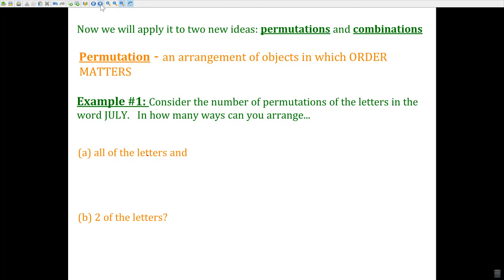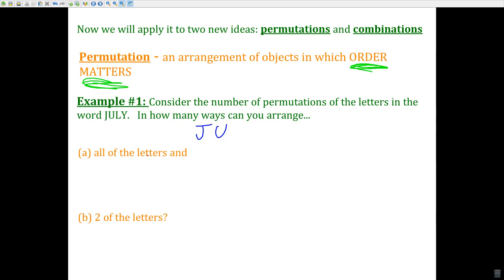Permutation: an arrangement of objects in which order matters. Okay, that's the key part of permutations. This is where you're really finding out probability of, or at least different possible outcomes of things. So consider the number of permutations of the letters in the word July. How many different ways can you arrange all the letters in the word July?